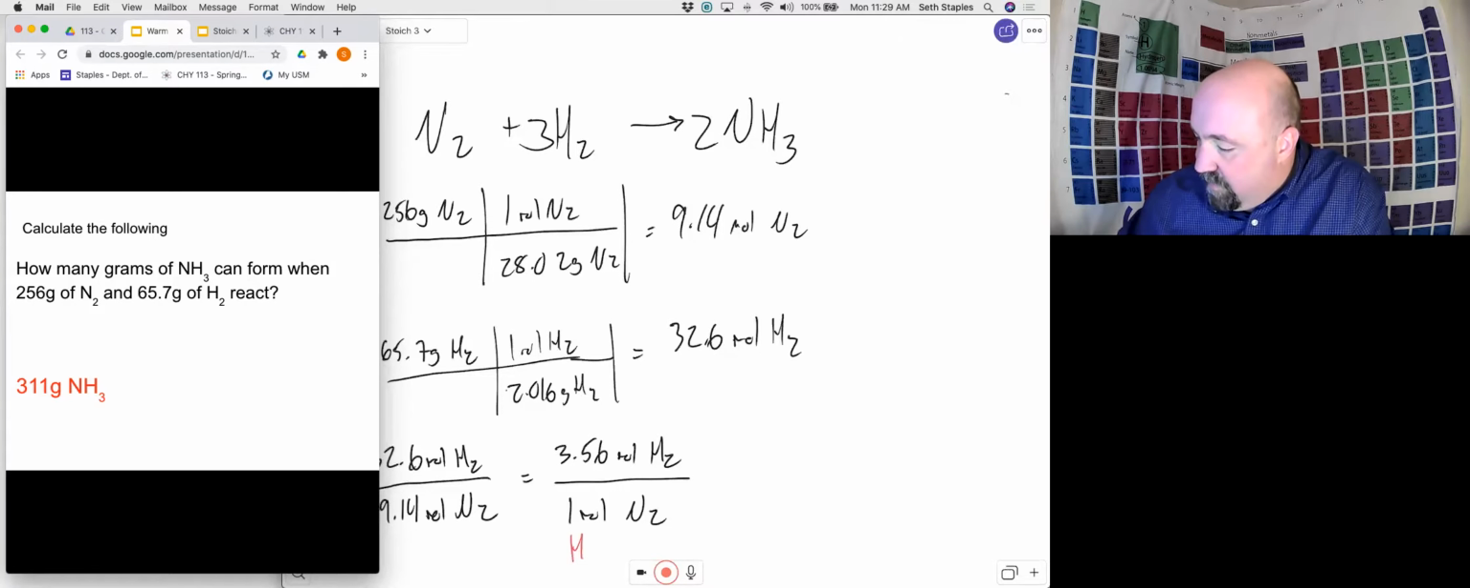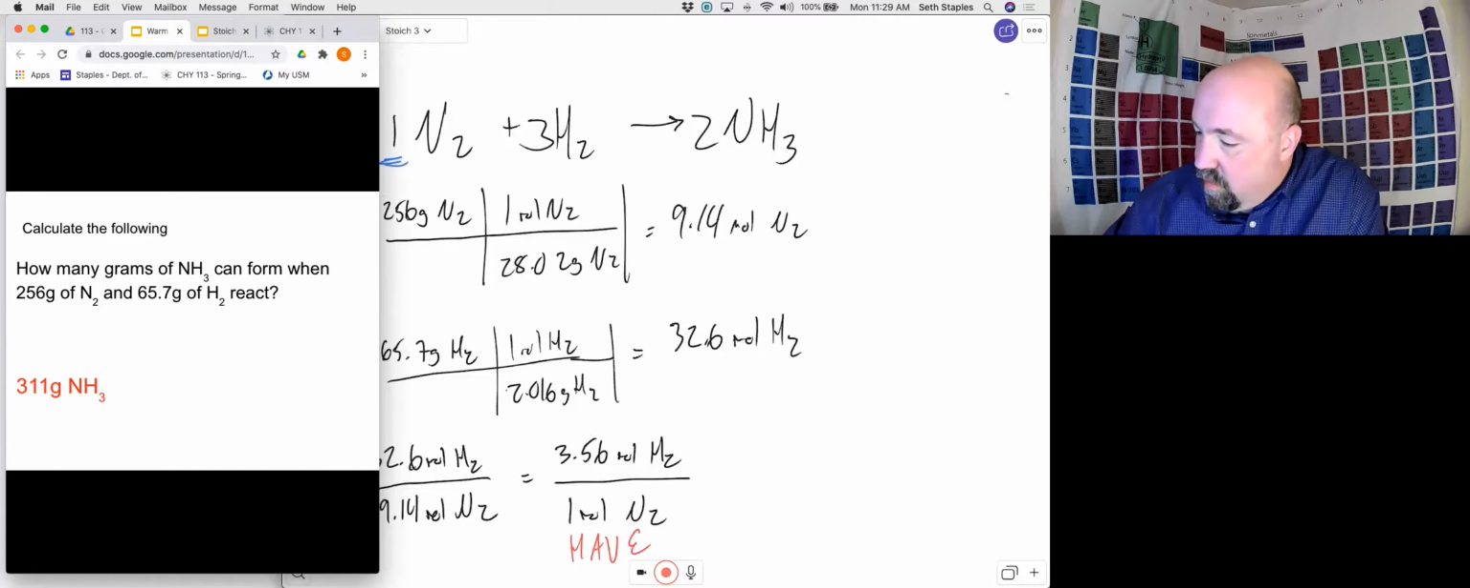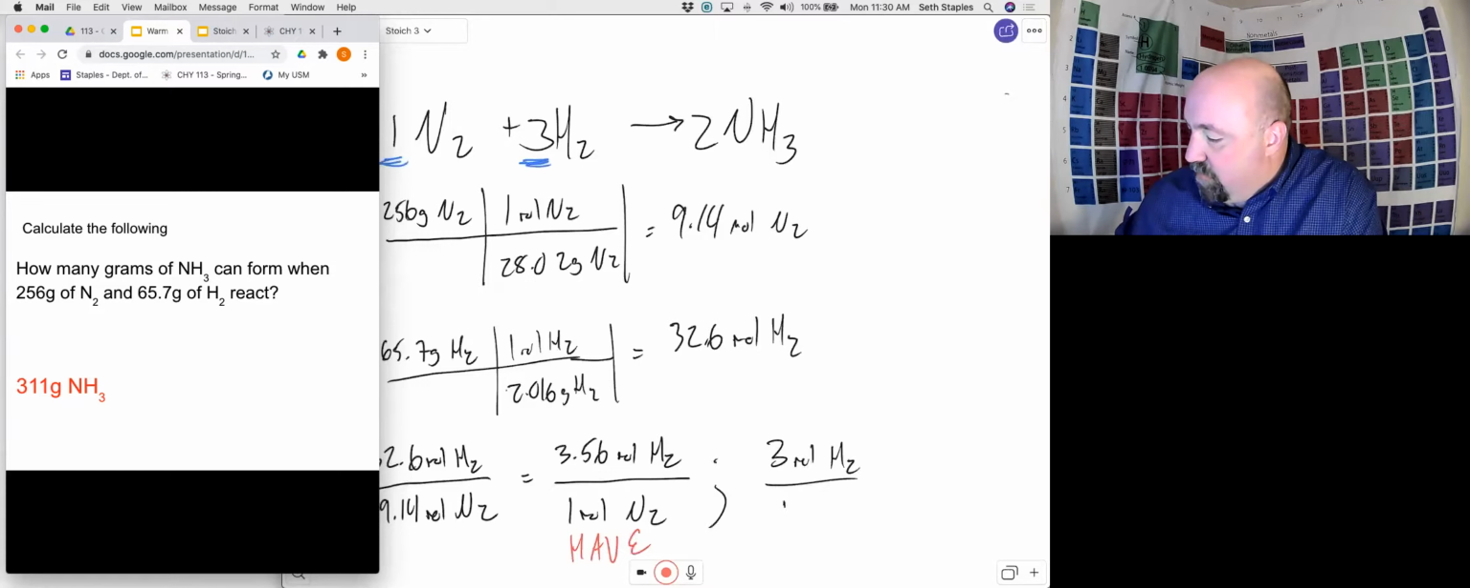And so remember that this is what I actually have. This is what I'm given in my experimental problem. Let's compare that now to what we need from our balanced chemical equation. We can see that what we need, and remember there's a 1 here, is 3 moles of H2 to every 1 mole of N2.